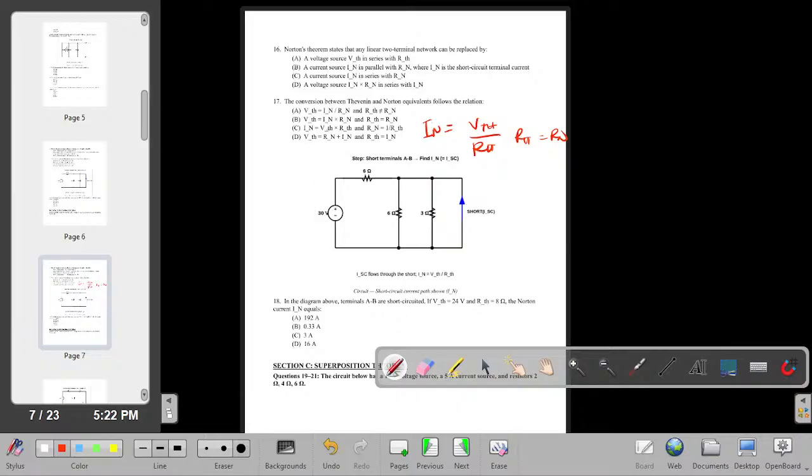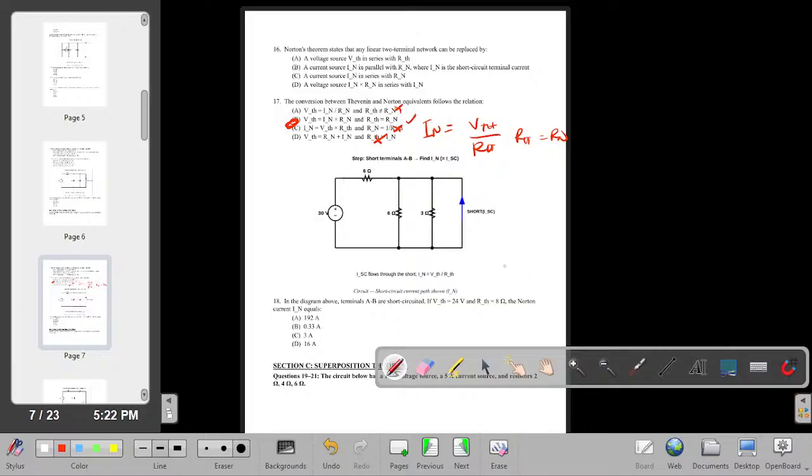So let's see. A is saying that RTH is not equal to RN, so it's not right at all. B is saying that RTH is equal to RN, then it means we can consider. Therefore, VTH is equal to IN times RN. Yeah, this one too is perfectly right. So B is right. C is saying that RN is equal to the reciprocal of RTH. Oh no. Then D, no. So the answer is B, if you got that right.